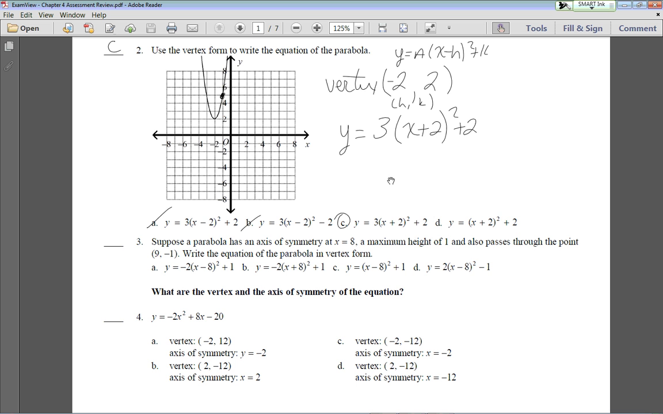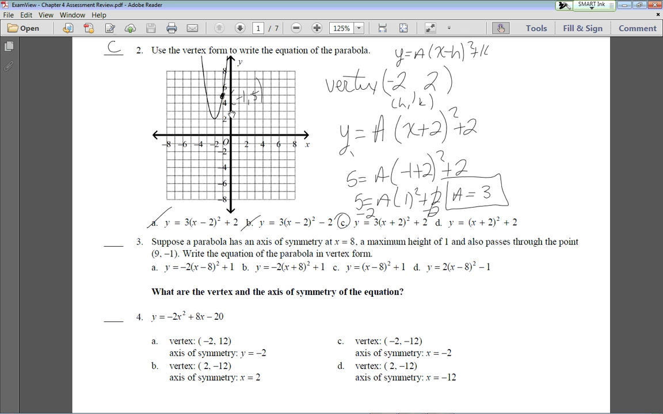Now, the longer way to do this is this. Pick a point that's on your graph like we did here. This is point (-1, 5). So pretend we didn't know this 3 yet, and so I'm just going to leave this as a. Another way you can do this is we have the point (-1, 5). So we have an x and a y value. So we can plug the x in here and the y in here and get 5 equals a times (-1 plus 2) squared plus 2. So 5 equals a times (-1 plus 2 is 1) squared plus 2. Well, that's just 1, so that's just 1a. Subtract 2, a equals 3. That's another way you can do it.